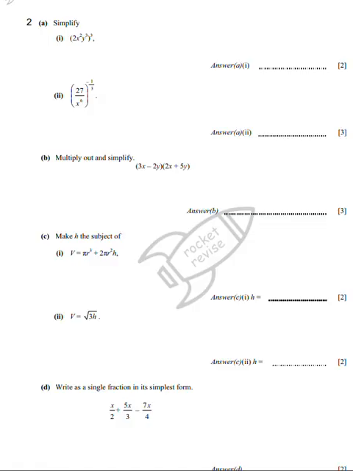Okay, now what do we know about the rules of indices? Simplify (2x² y³)³. First things first, 2 cube will become 8, x squared whole cube will become x raised to the power of 6, and y cube whole cube will become y raised to the power of 9. This is as simple as it gets. It won't get any easier than this, okay?